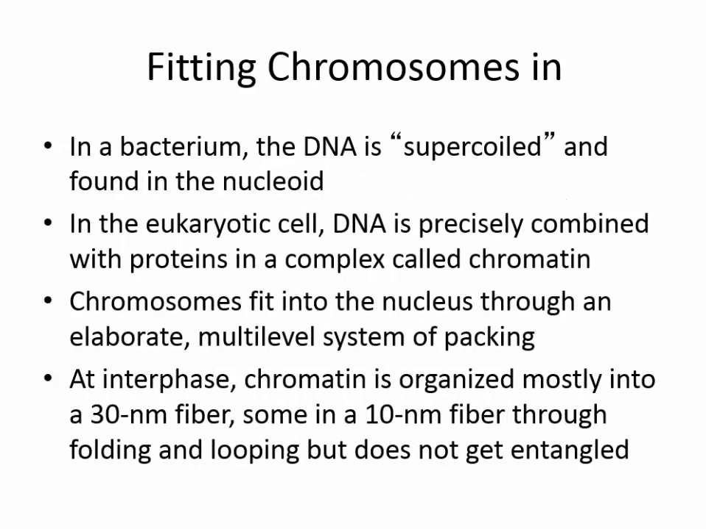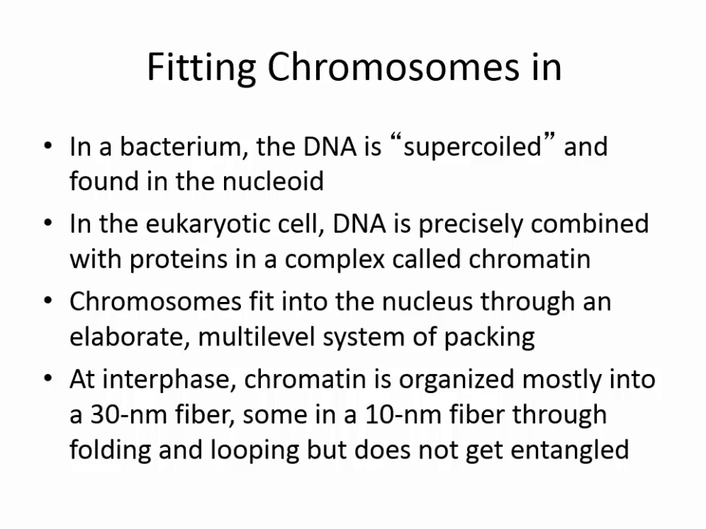In a bacterium, the DNA is supercoiled and found in the nucleoid because it's a prokaryote, so there's no nuclear membrane. It's just sort of dumped in one side of the cell. In the eukaryotic cell, DNA is precisely combined with proteins in a complex called chromatin. Chromosomes fit into the nucleus through an elaborate multi-level system of packing. At interphase, chromatin is organized mostly into a 30 nanometer fiber. Some is organized in a 10 nanometer fiber, through folding and looping, but it doesn't get entangled.